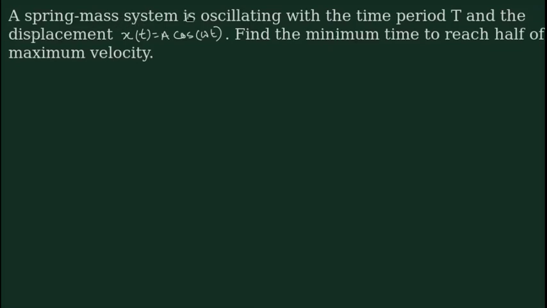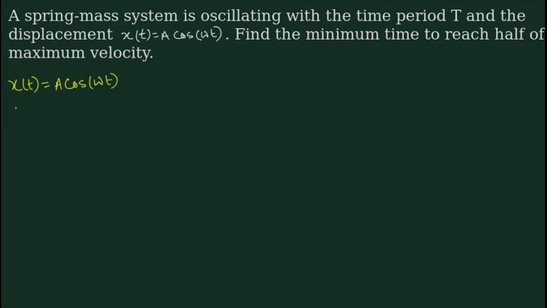Now let's take an example. A spring mass system is oscillating with the time period T, and the displacement x(t) equal to A cosine of omega t. Then find the minimum time to reach half of the maximum velocity. Okay. So the displacement x(t) equal to A cosine of omega t.